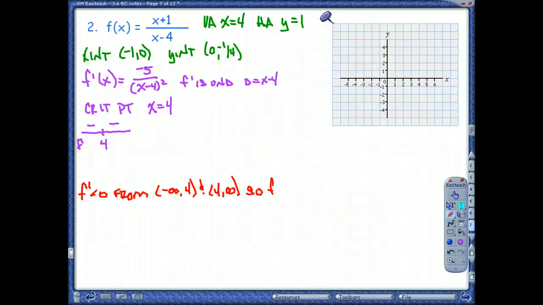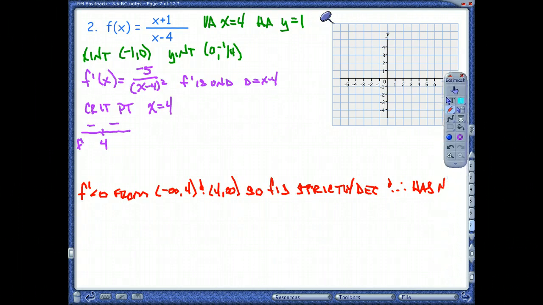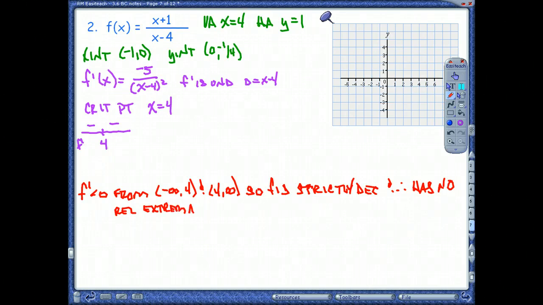So f is strictly decreasing and therefore has no relative extrema. Okay, so we got it all out in one nice happy little sentence.